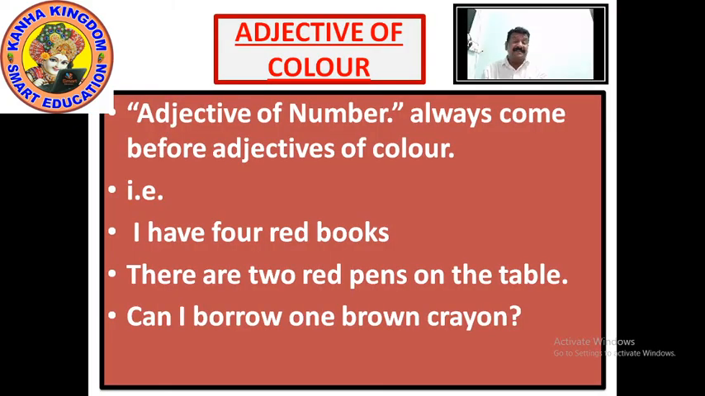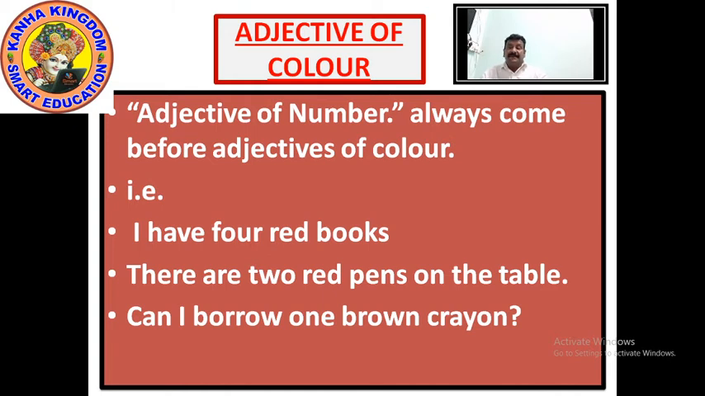Now let's look into adjectives of colors. Now we have seen adjectives of numbers. What are adjectives of colors? The adjective of number always comes before the adjective of color. What comes before adjectives of colors? Adjective of number always comes before adjectives of colors. I have 4 red books. Here you can see the example.